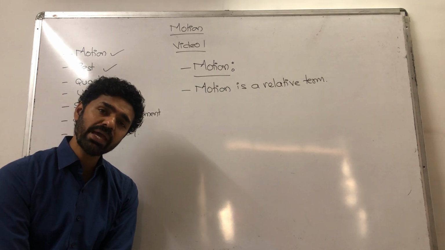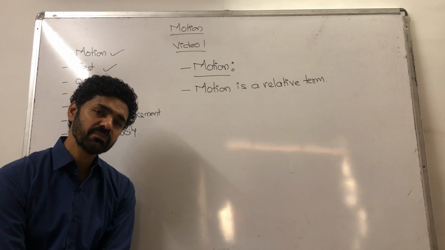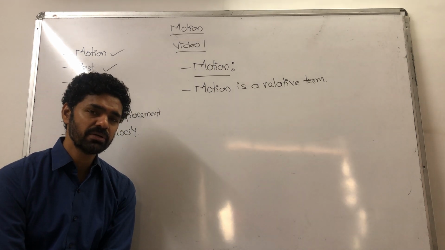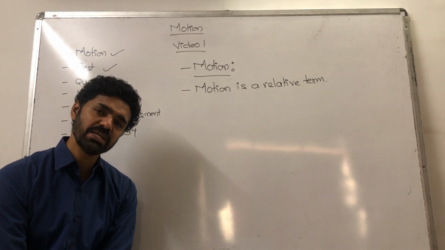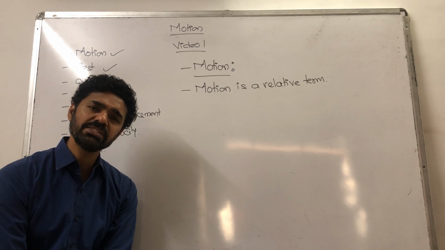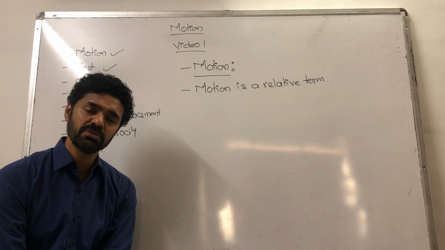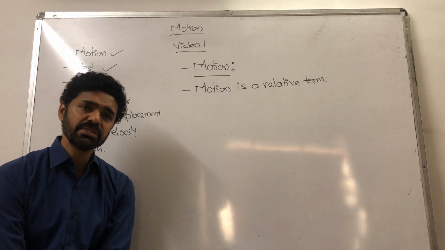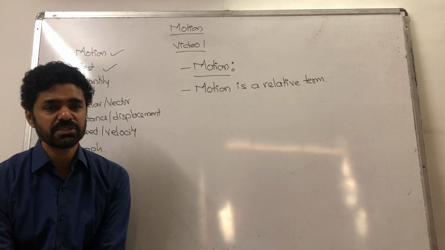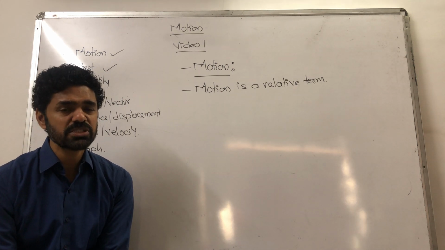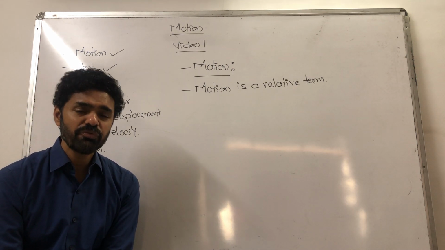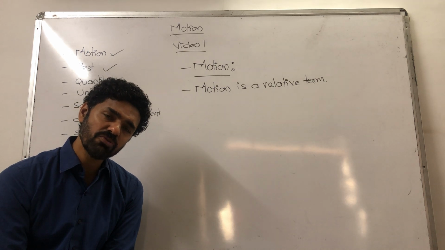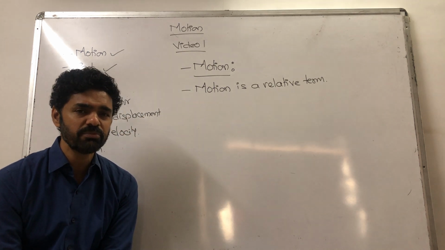But what if A asks B, am I in motion? A who is sitting besides B. For B, A is not in motion because with respect to B, A who is sitting besides him, the distance of A will not change. A is at a fixed distance from B. So if A would ask B, am I in motion? B would say, no, you are not in motion.